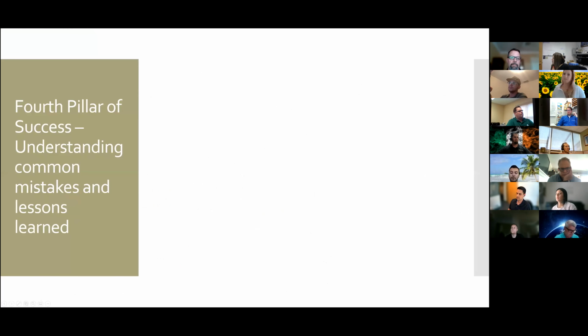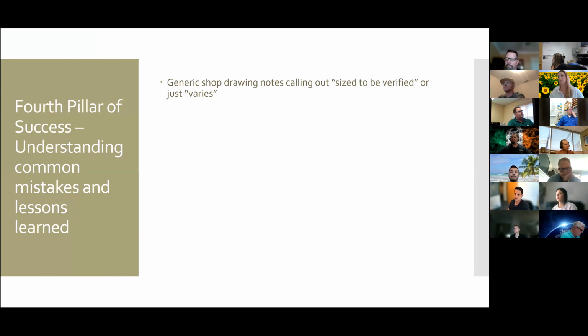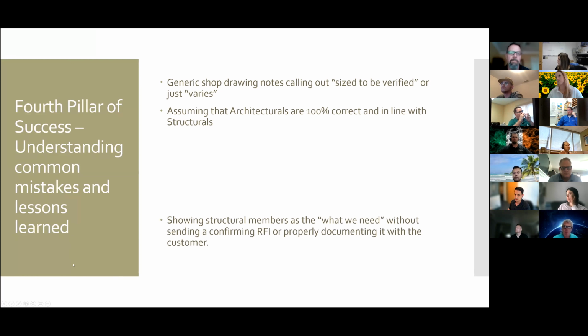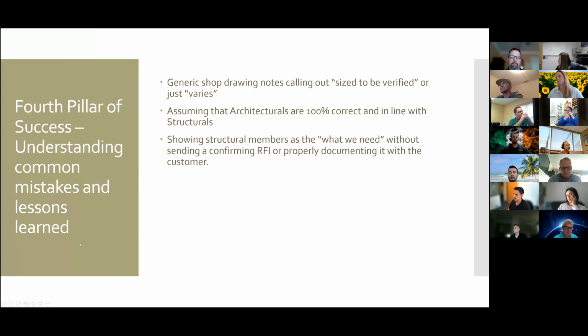the last slide, which is understanding common mistakes and lessons learned. Common mistakes that we sometimes make are generic notes in our drawings calling out "size to be verified" or just "varies," not sizing those members correctly, and assuming that the architectural drawings are 100% correct and in line with structurals. That's not always the case. And showing structural members as what we need without doing the due diligence of sending a confirming RFI or properly documenting.